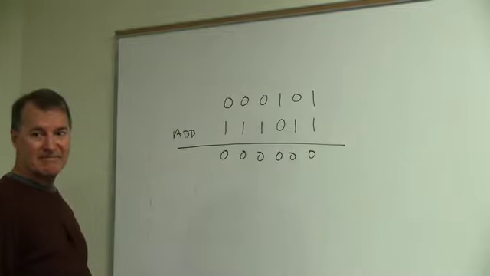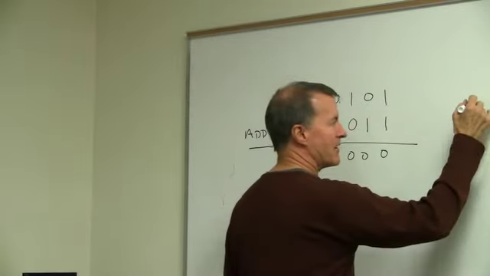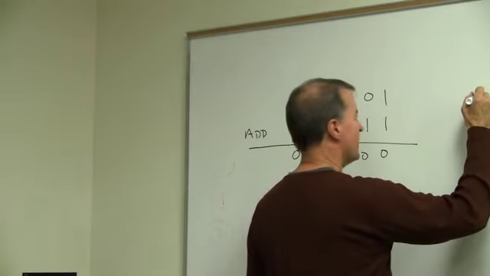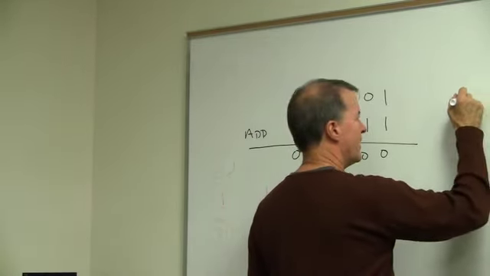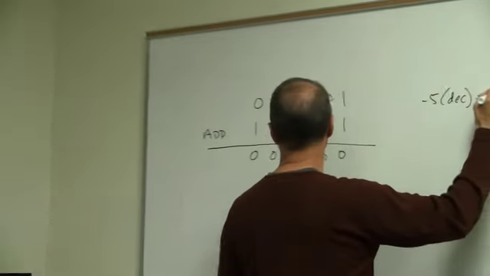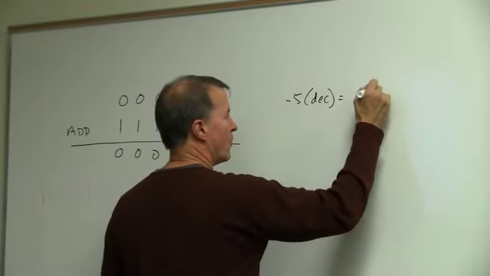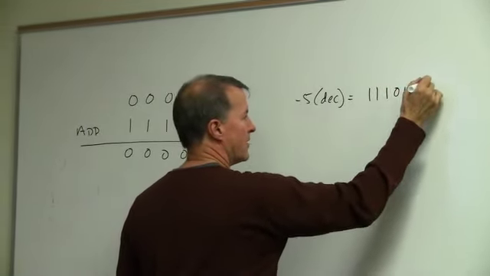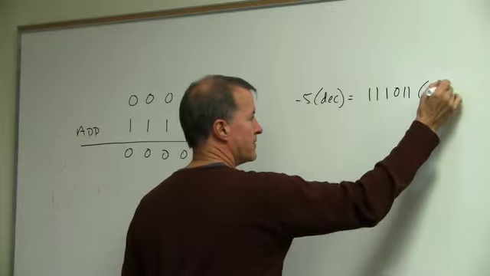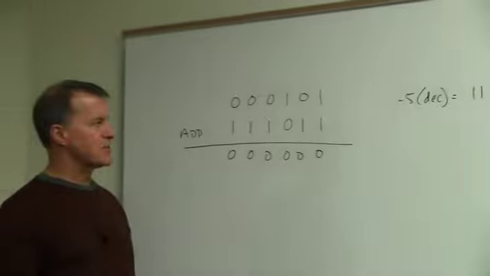And then we get a 1 in the sequence. Are you with me? So what we're claiming here is that -5 decimal equals 111011 binary, for a 6-bit cell. Wow.